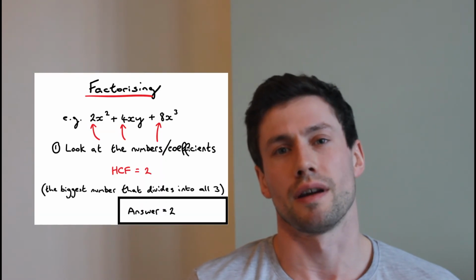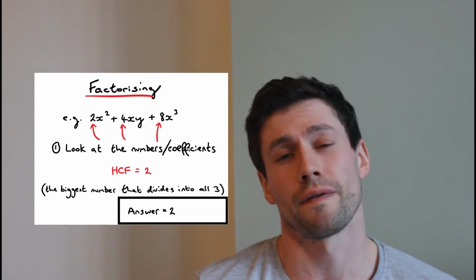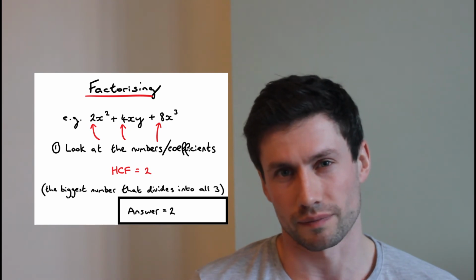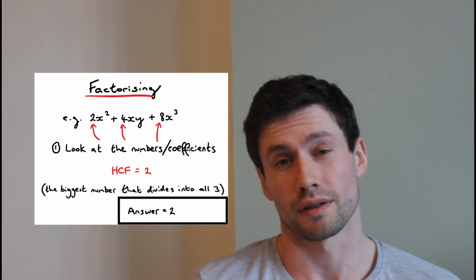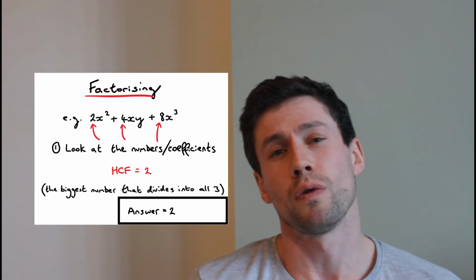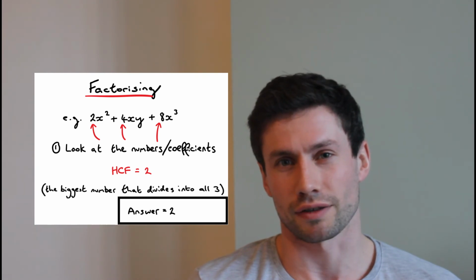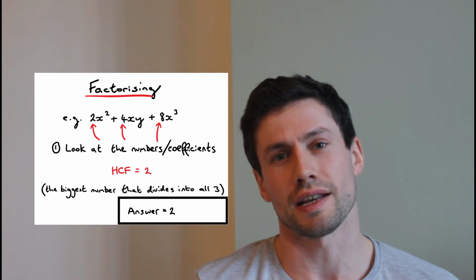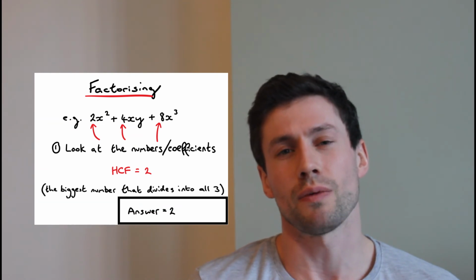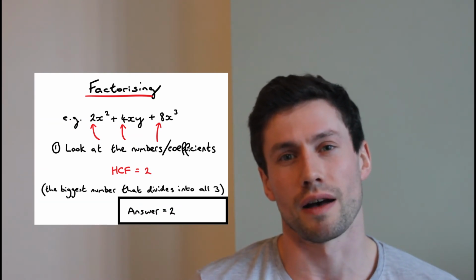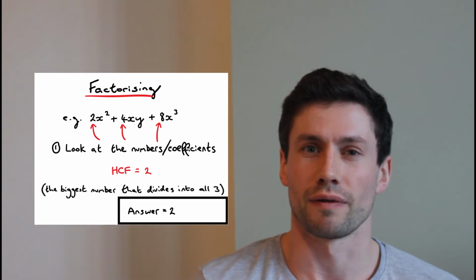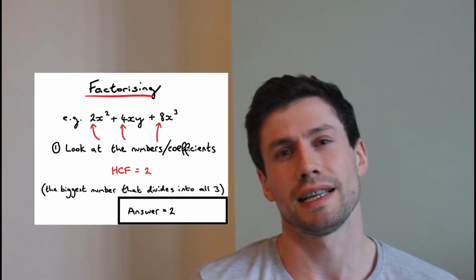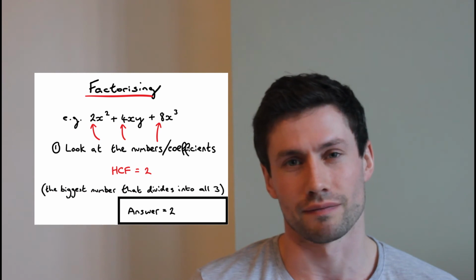First, I look at the numbers, which are sometimes called the coefficient for each of the terms. Here we have three terms, 2x squared, 4xy and 8x cubed. Looking at the numbers, the coefficients for each of the three terms, I want to find the highest common factor of the three numbers. The highest common factor of 2, 4 and 8 is 2, and I write this down.